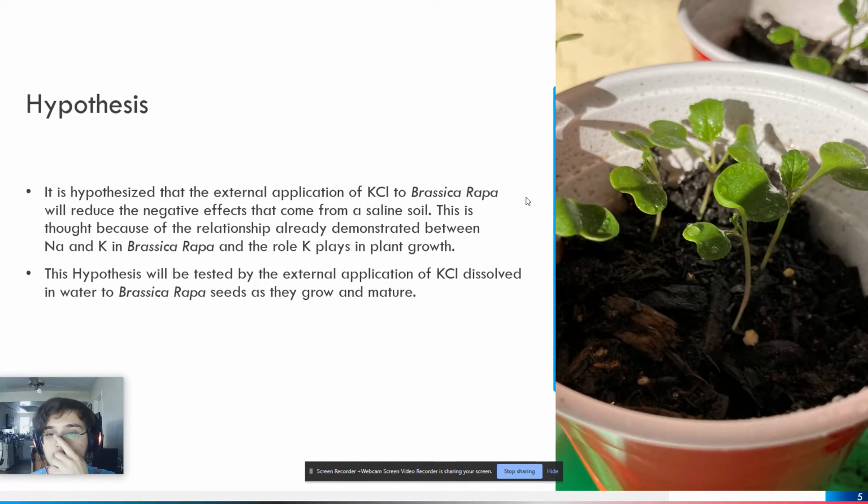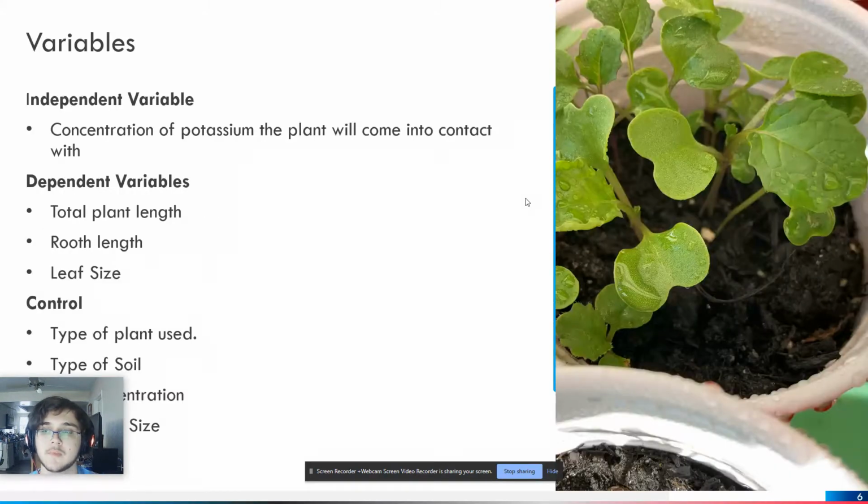This hypothesis was tested by the external application of potassium chloride dissolved in water to Brassica rapa seeds as they grew and matured. The independent variable was the concentration of potassium that the plants would come into contact with. The dependent variables were the total plant length, root length, and leaf size. The controls were the type of plant used, type of soil, salt concentration, and the container size.